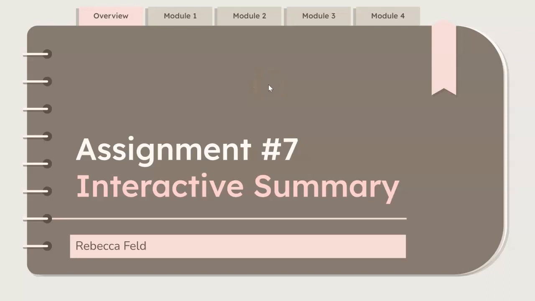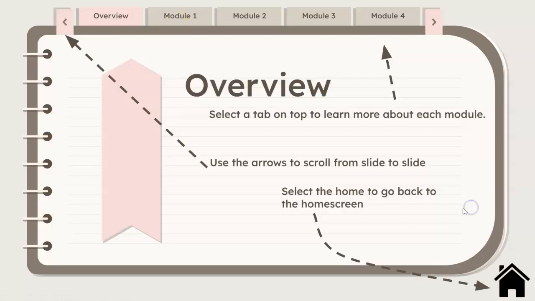I'm going to walk you through my interactive summary of our Hypermedia and Hypertext course. In our overview here, I have made this interactive. You can select a tab on top to bring you to a certain module. You can also use the front and back arrows if you'd like to go forward or backward in a presentation. And in every slide, you can also select this little home and it'll bring you back to the home screen.